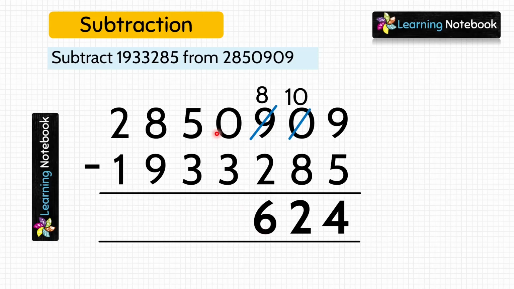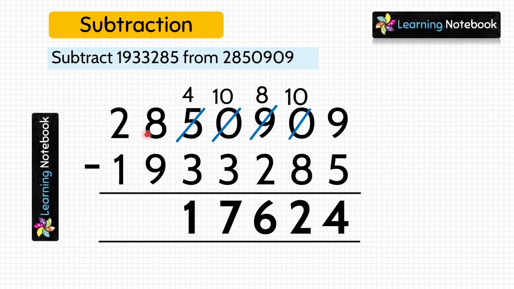Next, here 0 is weaker than 3. So 0 takes help of 5. So 5 becomes 4 and 0 becomes 10. Now 10 minus 3 equals 7. Next, 4 minus 3 equals 1.